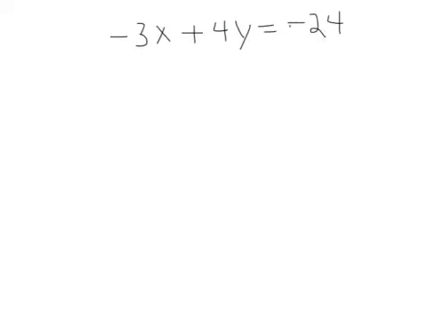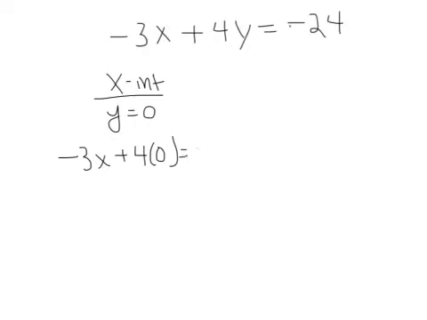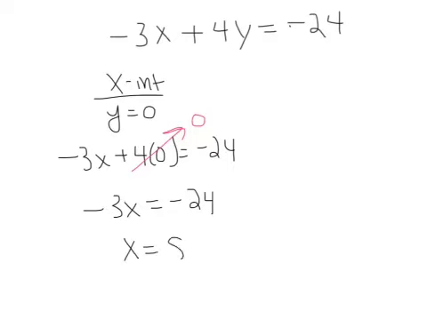The third example here says negative 3x plus 4y equals negative 24. Okay, again, I'm going to find my x-intercept, which is when y equals 0. I'm going to plug in y equals 0 to the original equation. Okay, I'm going to say 4 times 0 is just 0. I'm going to have negative 3x equals negative 24. So I know that x equals 8. My coordinate pair is going to be 8, comma 0.